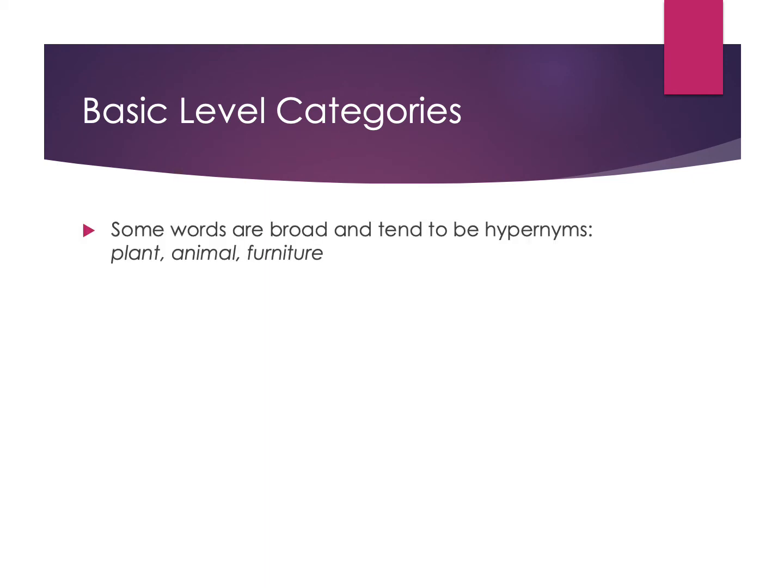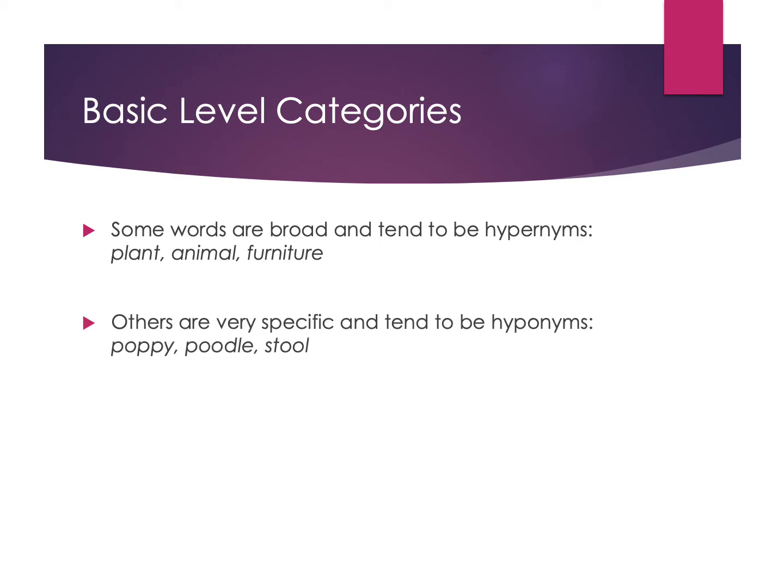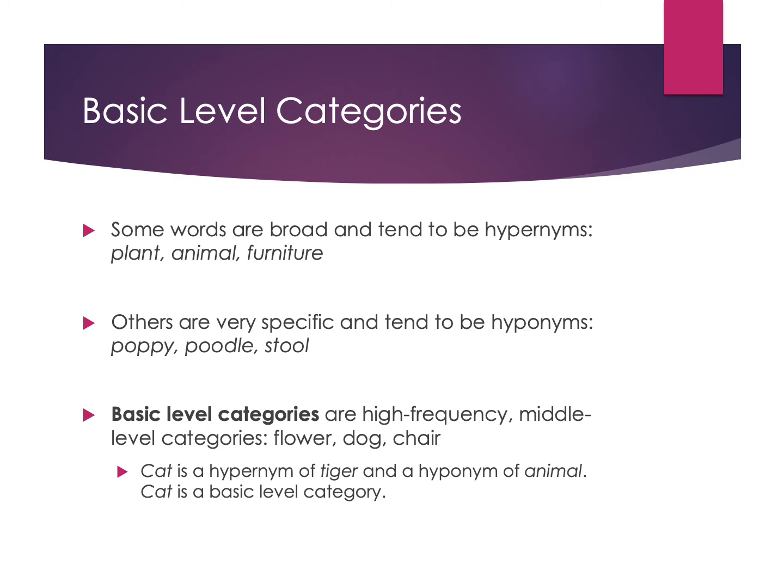So sometimes we have words that are very, very broad. These tend to be hypernyms, broad categories like plant, animal, furniture. And then we have things that tend to be very specific hyponyms, things like a poppy, a poodle, stool, which are types of those other three that are above, but they're very specific types. So what we're looking for in how we tend to organize the world around us are these basic level categories, the very high frequency sort of mid-level categories, something like flower or dog or chair. So cat would be a hypernym of tiger, but also a hyponym of animal. So it's sort of in the middle, and this would be a basic level category.